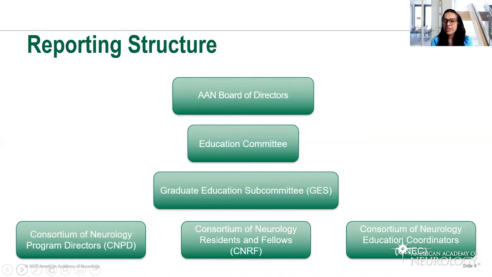All three of the consortiums have officers. They have three of them: the chair, chair-elect, and the past chair. And we convene with those folks on a regular basis to make sure we're having continued conversations and know how to move forward with the work that's needed for our various constituents.